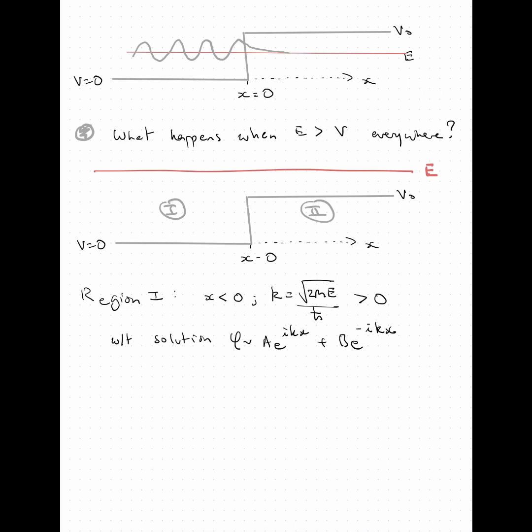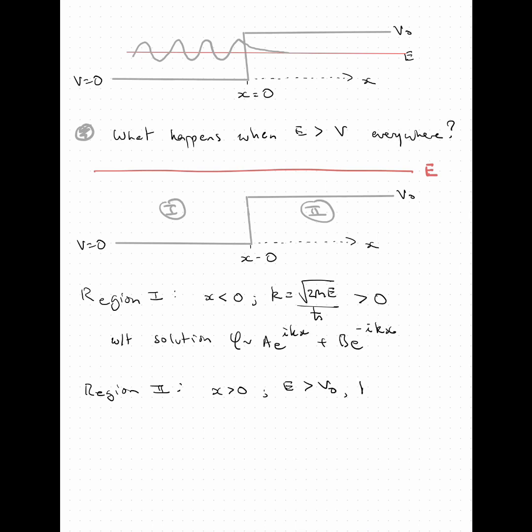Okay, and this is familiar. V naught is 0, and there's some energy. We've done this before, so that should be familiar. But region 2 is a little bit unusual or unfamiliar. So for x greater than 0, E is greater than V naught.